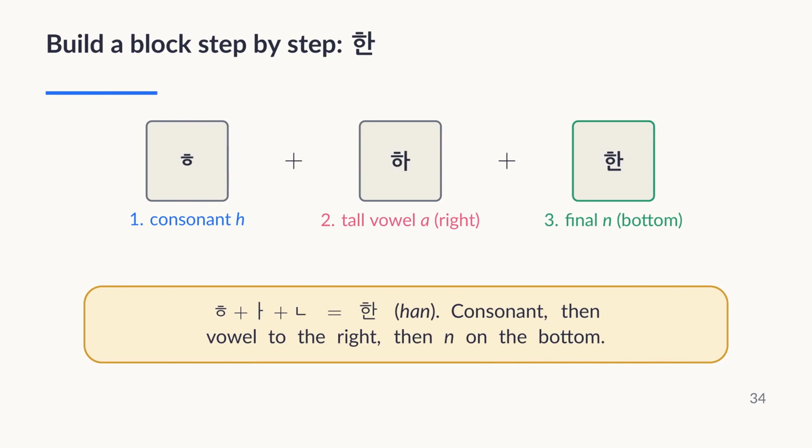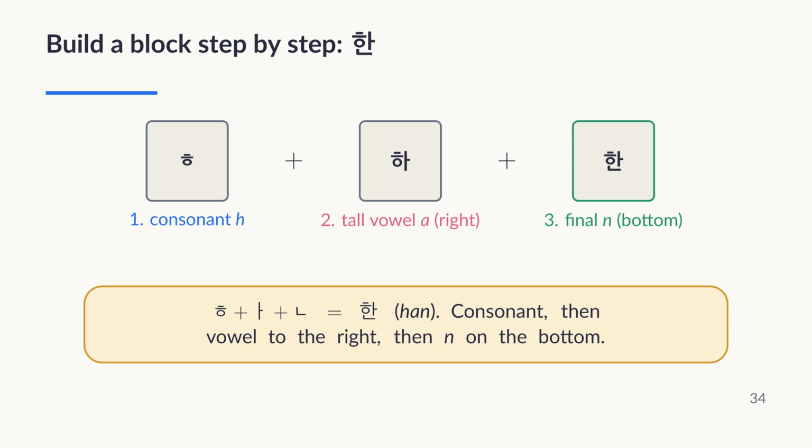Let us build a real block step by step. The syllable han, which you already met in the very first slide as half of the word Hangul. Step 1. Start with the initial consonant. The sound han begins with H, so we write the consonant hieut.